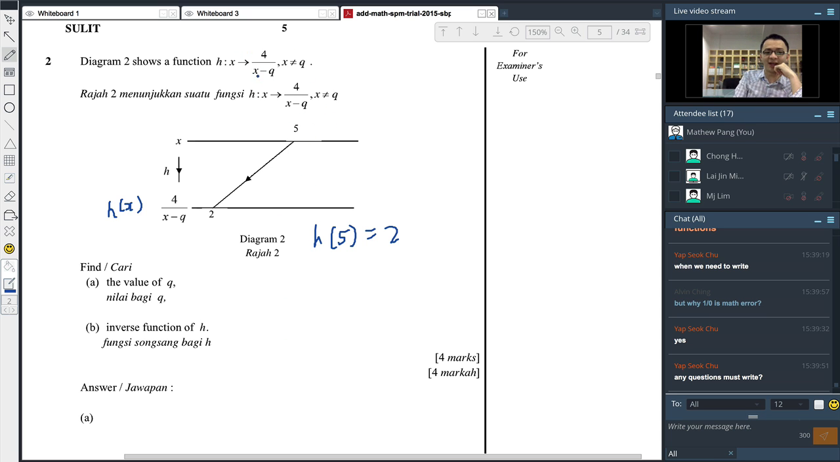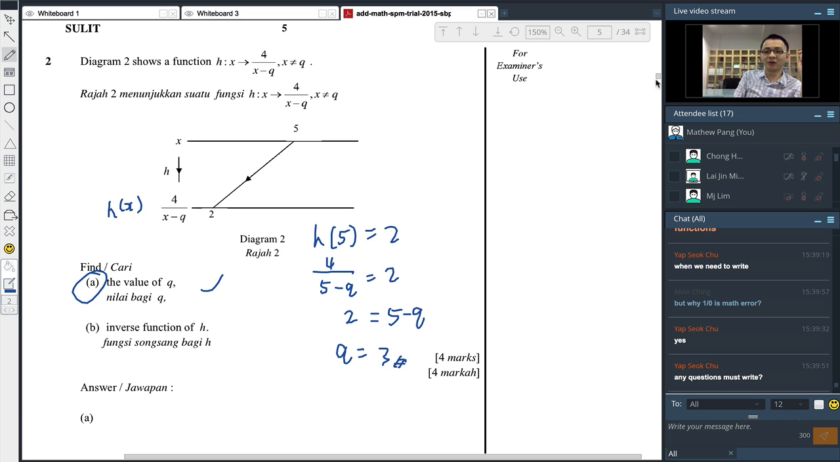So that means if x equals to 5, I will have 4 over 5 minus q, I will get 2. So therefore, 5 minus q, I will get 2. Therefore, q, I will get 3. That's all. I think it's just 1 or 2 marks. For A, very easy, q equals 3.